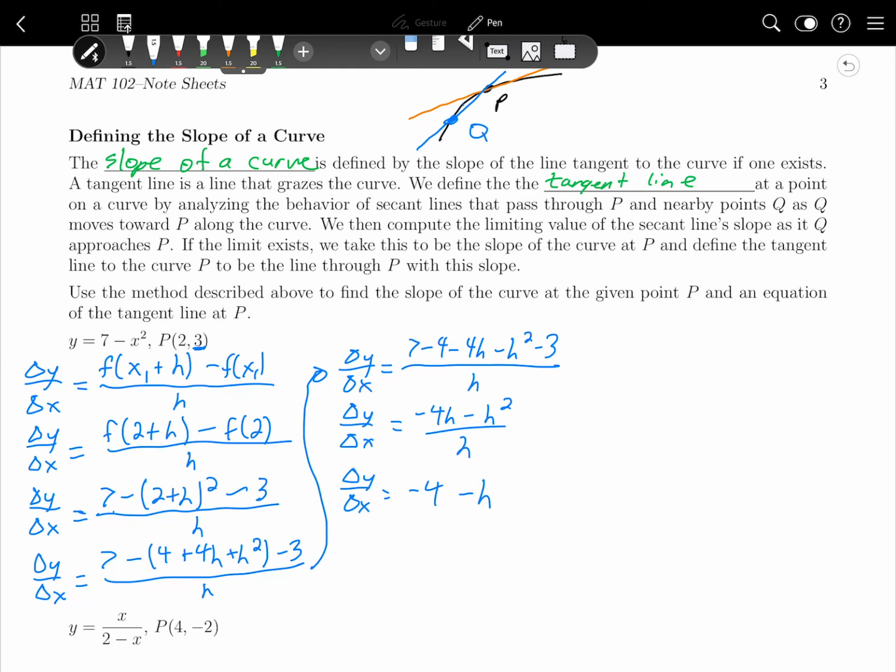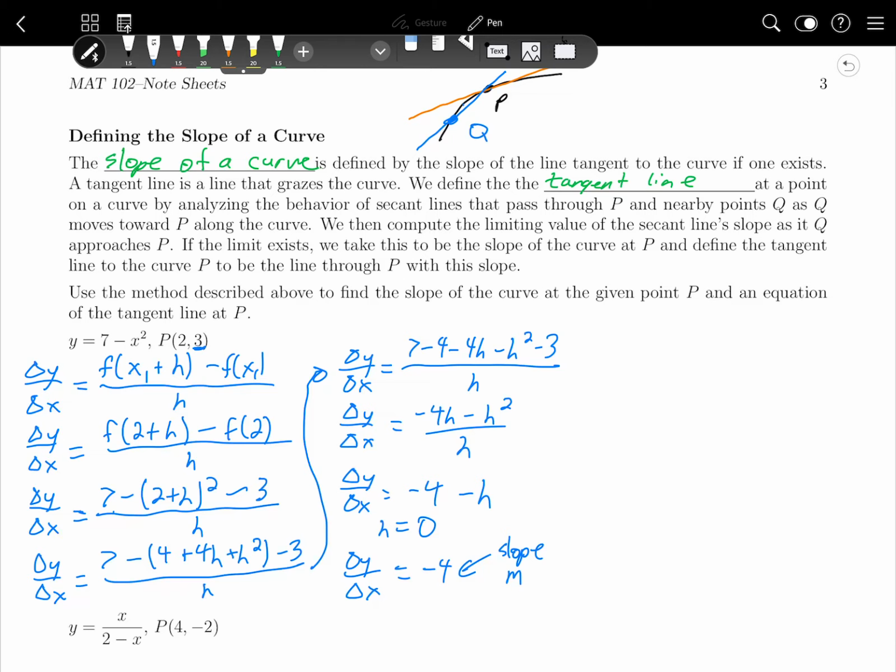And then we can divide both of those by h, and we get delta y over delta x equals negative 4 minus h. And now the question is, what happens if the distance between P and Q becomes 0? So what if h were 0, right? If h were 0, then delta y over delta x would be negative 4, and so that is our slope, m.